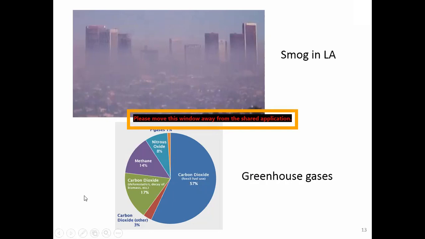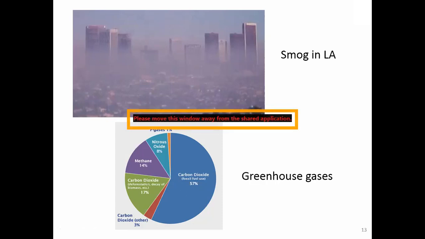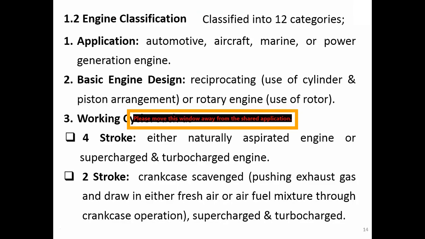okay? And we have carbon dioxide from the plants, right? Biomass here, and carbon dioxide from others, right? But the biggest one is the carbon dioxide that comes out from fossil fuel use. Fossil fuel use is the petroleum fuels that we use nowadays. Okay. That's why they have to go for alternative fuels. Okay, so that is the history of the engines. Let's look at the engine classification in more detail.